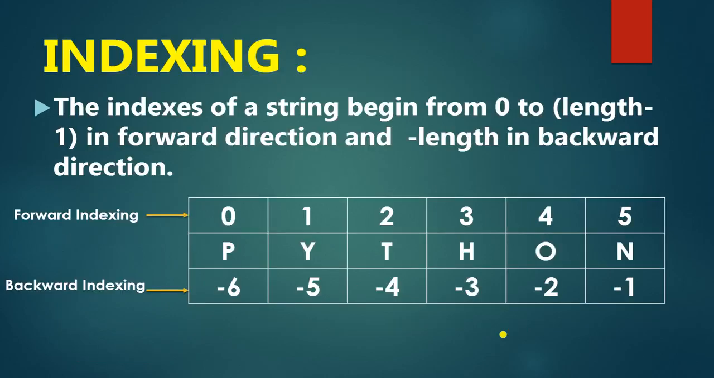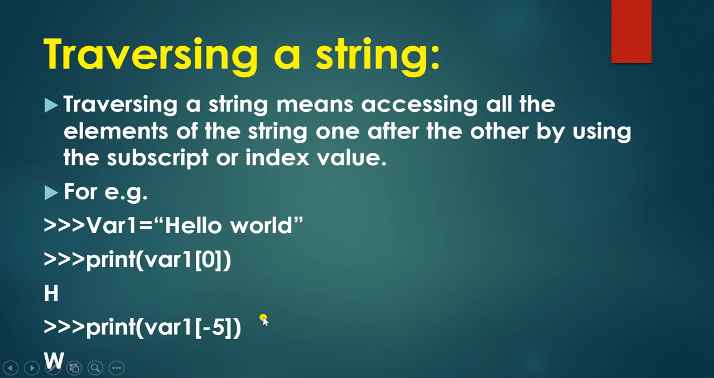Now next is indexing. The index of a string begins from 0 to length-1 in the forward direction, and in the backward direction, the indexing starts from -1 to -6. So this is your indexing.